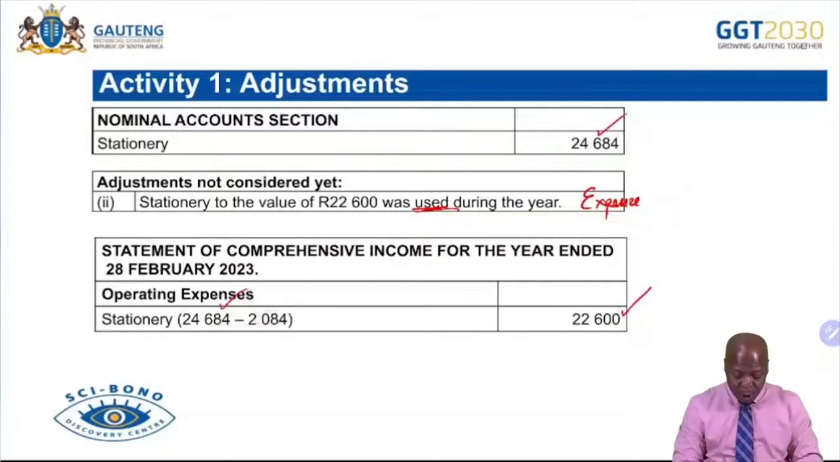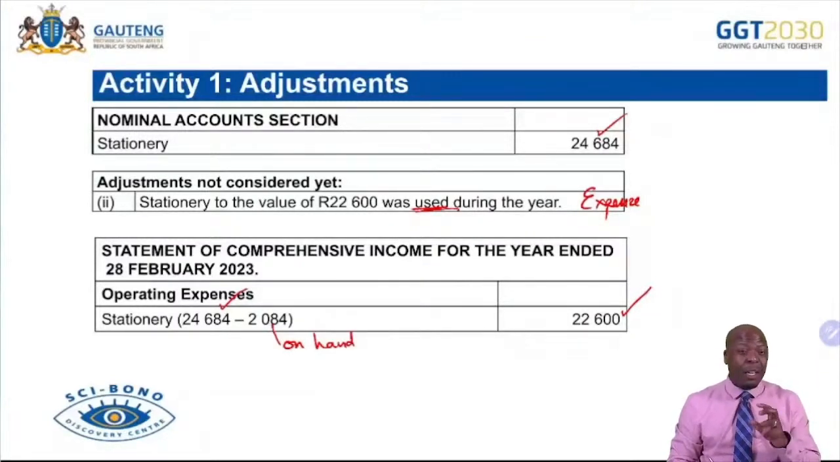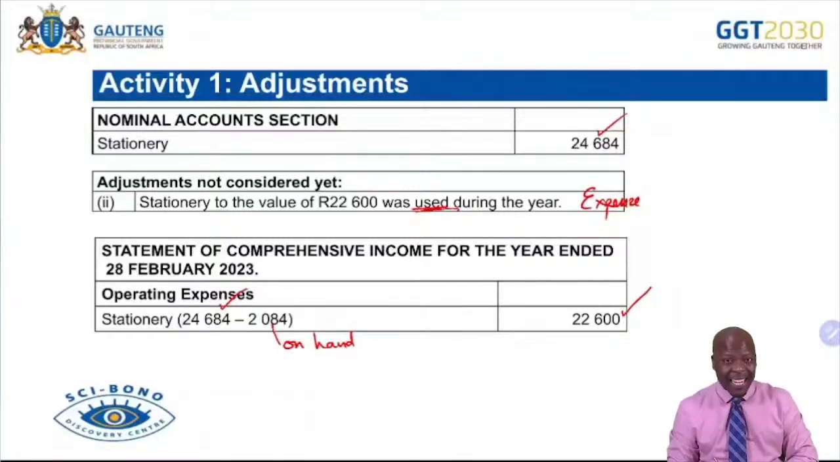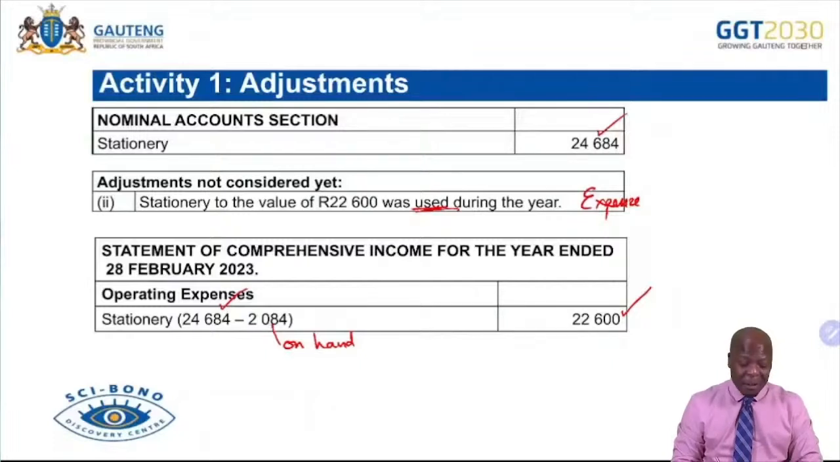So the difference between these two becomes my on hand. This is what is on hand. Already some of you know where you're going to take this one. If we were preparing the statement of financial position, this was going to be in note number 4. Yes, it's consumable stores on hand. So here we'll come and subtract the 2,084, and then we end up with 22,600. So if I were doing note number 4, I would be having my consumable stores on hand of 2,084 rands.